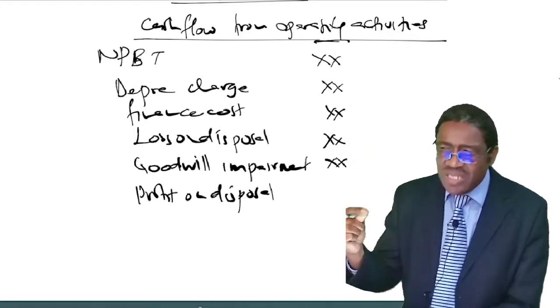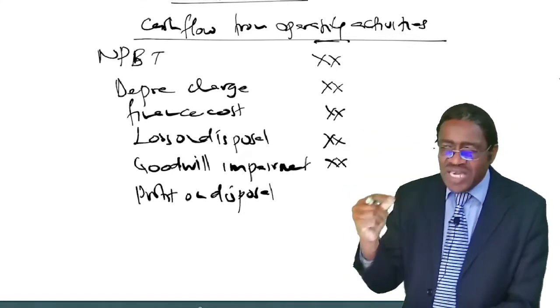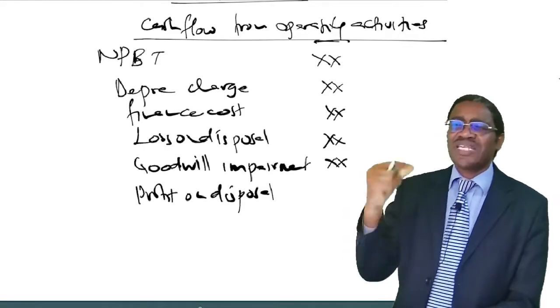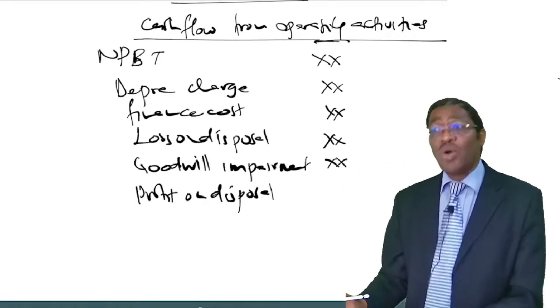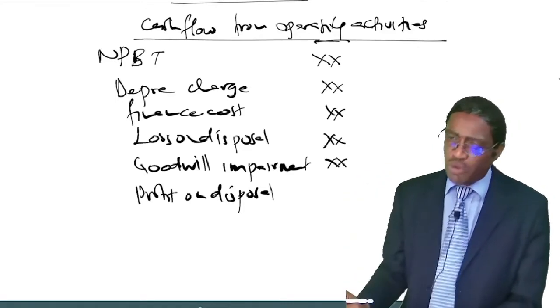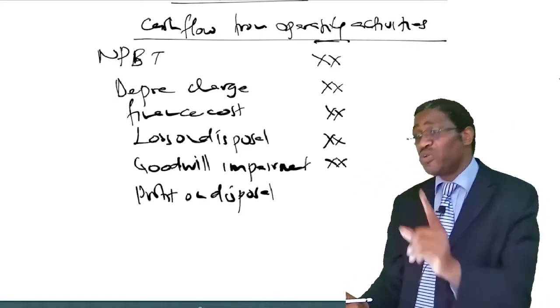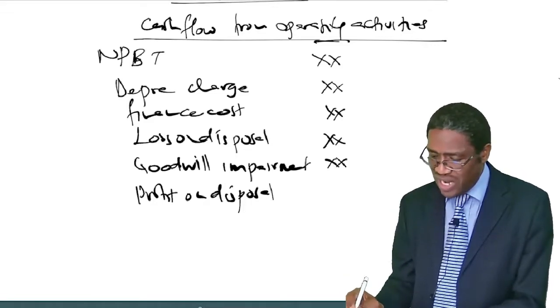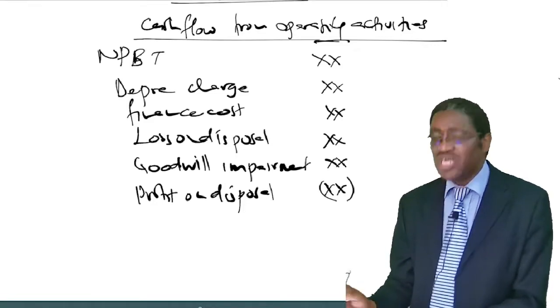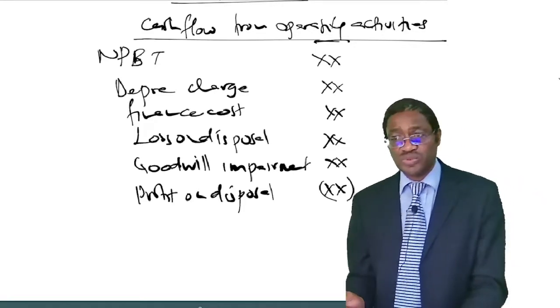That means you recognize a gain in the P&L account, yet that gain is not involving any cash. So with that gain, what effect did it have on your profit before tax? It made your profit before tax more than it should be. So in that case, you now deduct if there was a profit on disposal.